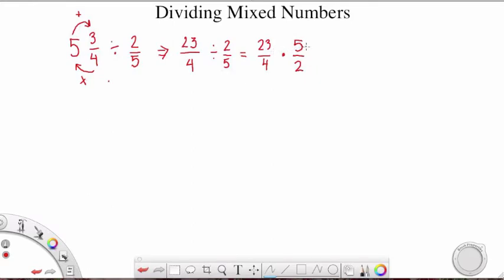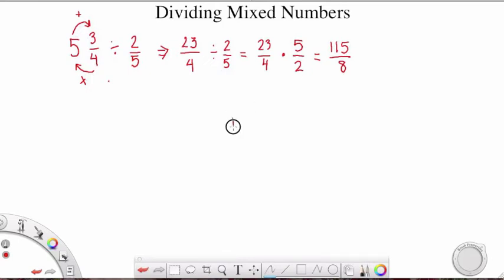Now I know that I'm going to do some chunking here, some mental math. 5 times 20 is 100, and 5 times 3 is 15. 100 plus 15 is 115. And then 4 times 2 is 8. So I have 115 eighths. Well, we have an improper fraction. We can't leave our final answer like that. We need to change it to a mixed number.